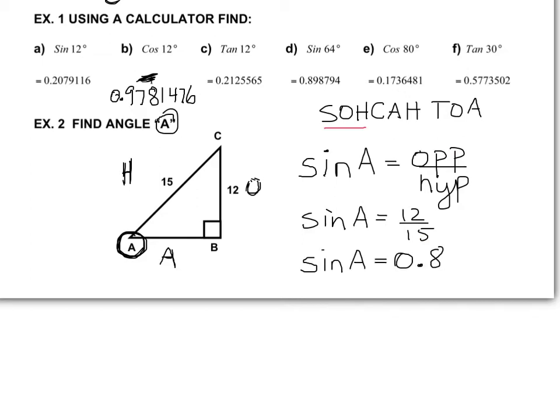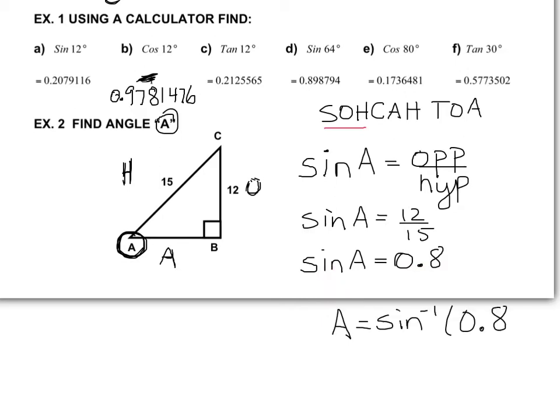So again, you're listening right now. Don't be copying this down until I'm done. You can copy it down at the end. We put 12 divided by 15 is 0.8. If it came out to be a lot of decimals, write them all down if you need to. And then we need to get A by itself, so I take sine to the other side. So let's do that.